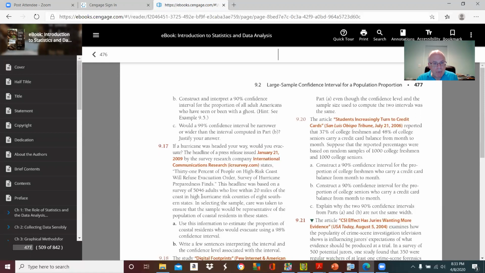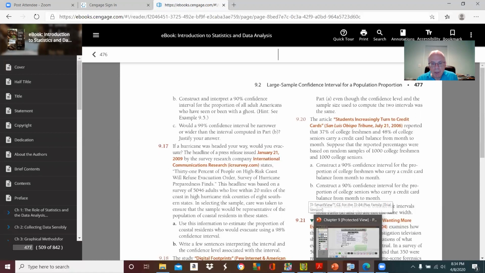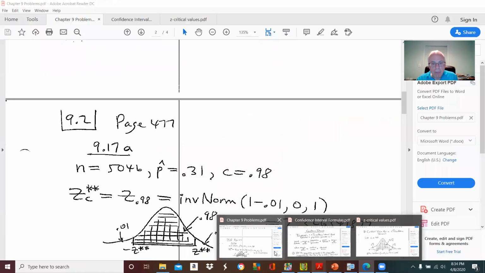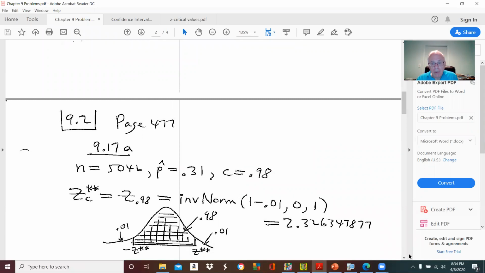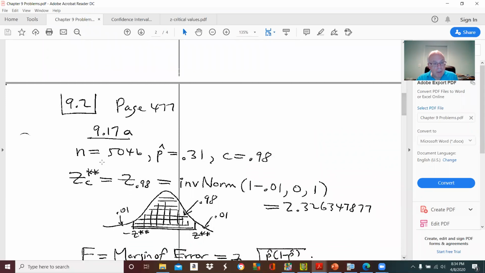Now, remember, whenever we do this problem, we didn't do it for the last problem, but I'll mention it in this problem. We have to verify that we can use a normal distribution for the sampling distribution of sample proportions. We should be able to do that, right? Because n times p is much, much larger than 10, and n times 1 minus p is much, much larger than 10. So we're good.